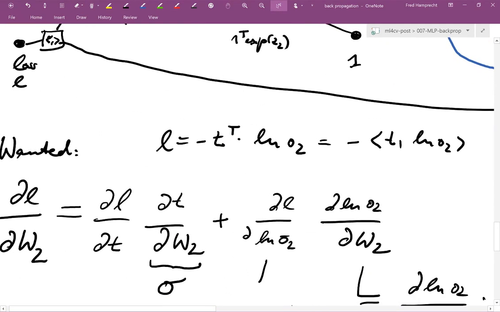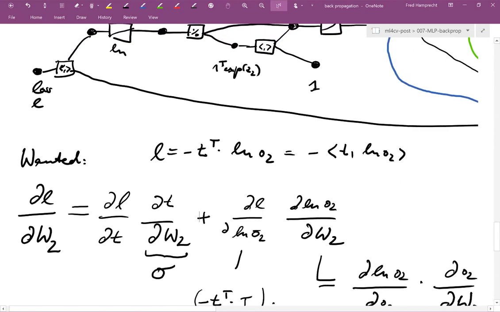And I differentiate the loss with respect to t and t with respect to W2. But t was my target. This is the true class of my input x. And the true target is just given by whoever gave me the training set. So it does not directly depend on W2, which is why this thing here is 0. It cancels. And then I have the gradient of my loss with respect to the natural logarithm of O2, and then the partial of the natural logarithm of O2 with respect to W2.